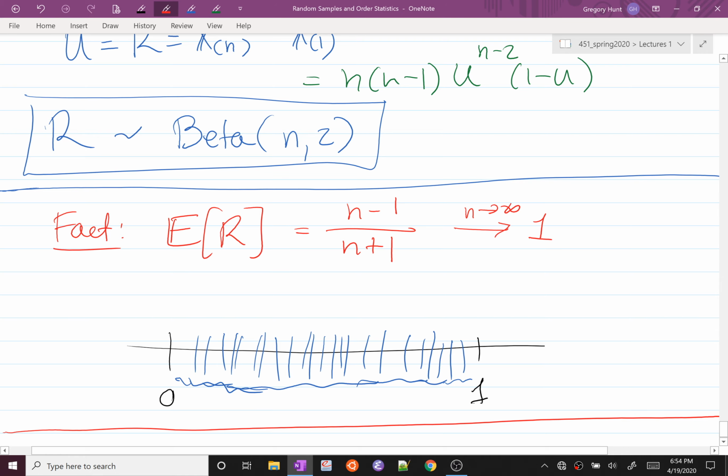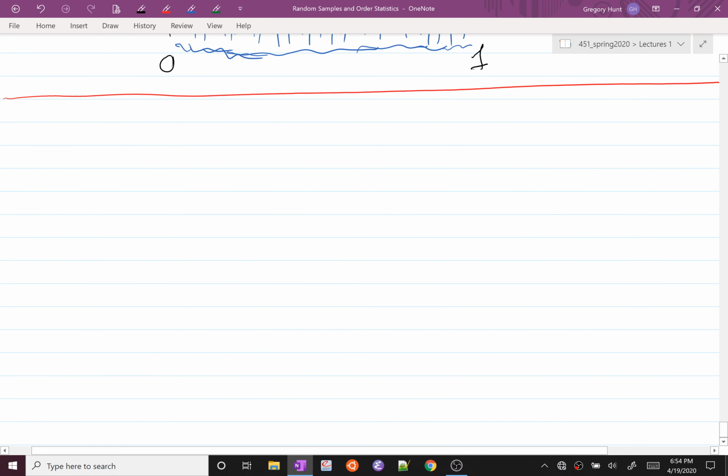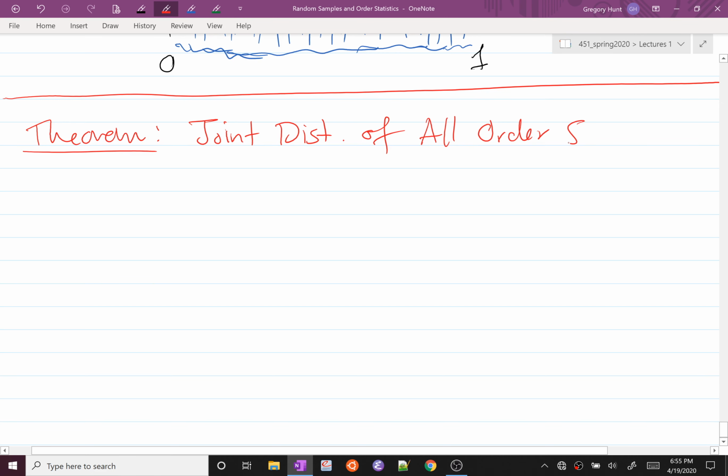Okay. So the last thing I want to mention real quick at the end is, we talked about the marginal distributions of the order statistics. The min and the max are the easiest ones. Then we talked about generally the marginal distribution of the order statistics. Then we talked about the joint distribution of two order statistics at a time. The last thing we could talk about is the joint distribution of all the order statistics. So let's say the joint distribution of all order statistics.